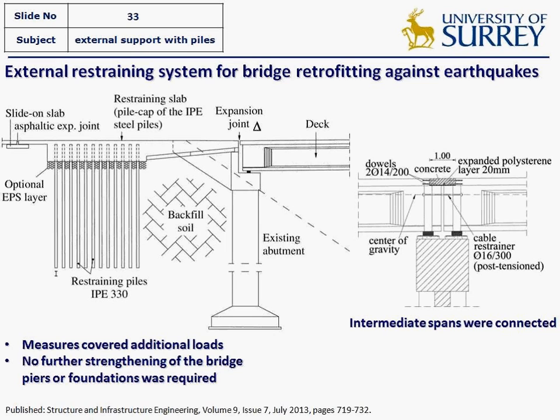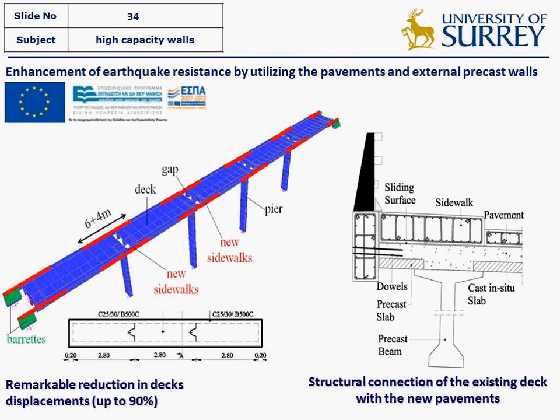This was done after analyzing this quite old bridge, built back in 1986. In fact, it was found that these measures were adequate for the additional seismic loads. When the bridge was checked against the Eurocode 8 Part 2 design provisions, it was found to be adequate to receive the seismic loads.